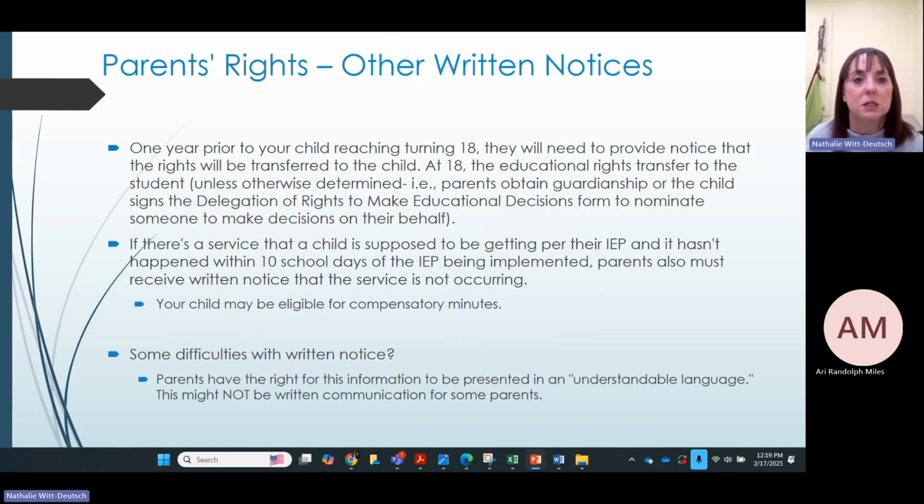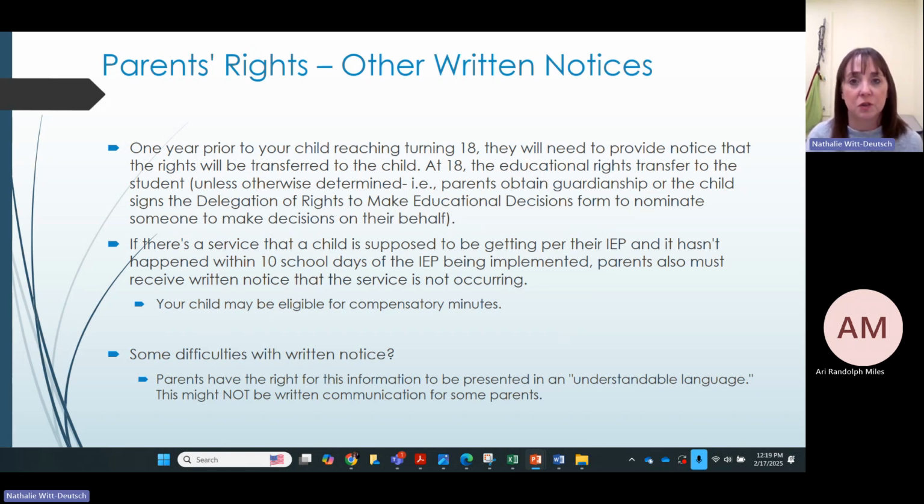Other written notices that you may see is that 1 year prior to your child reaching 18, which is far and away, much further away from now, they will need to provide a notice that the rights will be transferred to the child at the age of 18. So educational rights will transfer to the student regardless of their developmental disability. It's just a law within the state of Illinois, as well as other states, that once somebody turns 18, all of their rights as an adult now start, and they are supposed to be able to make their own decisions with regards to educational rights, their health rights, their monetary rights, and things of that nature.